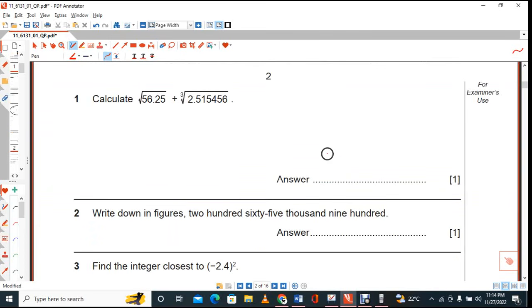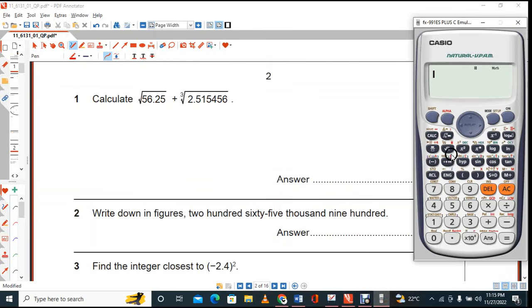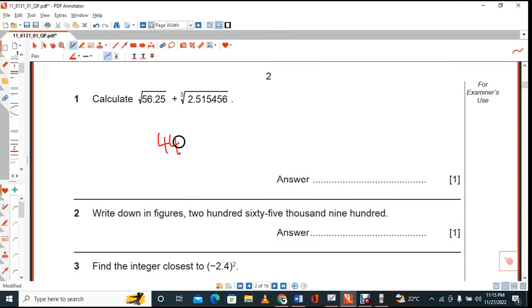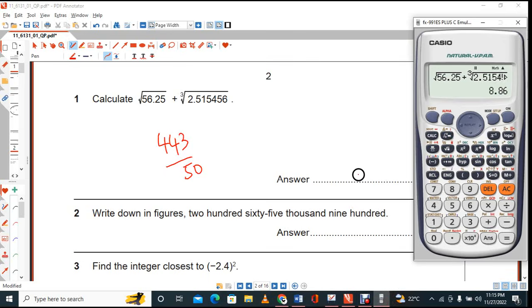The first question here, let's go straight to calculator work. You grab your calculator and it says you must take the square root of 56.25 and you add the cube root. Now make sure that whatever model of calculator you're using, you know what the cube root button is. Some of them you have to press shift or second function. You hit equal to, you get 443 over 50. I'm going to write that down here. This is also an acceptable answer, or a decimal answer, 8.86.